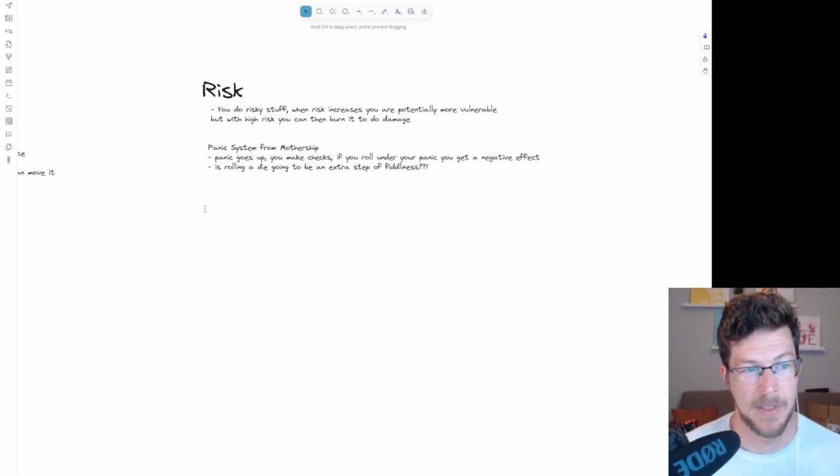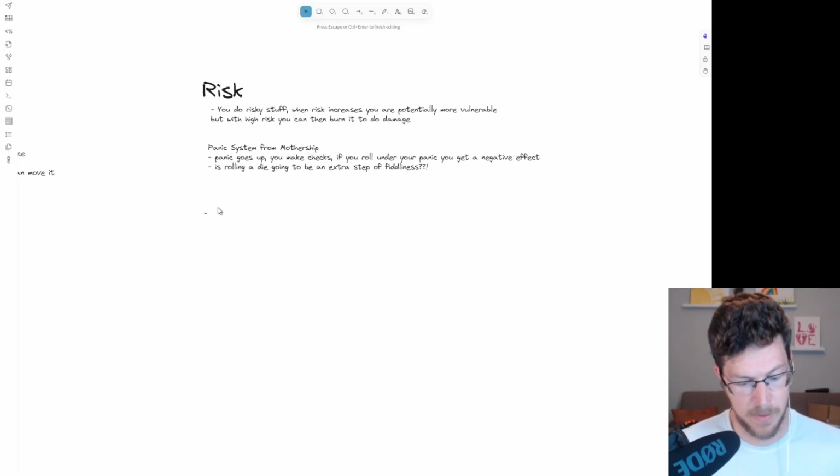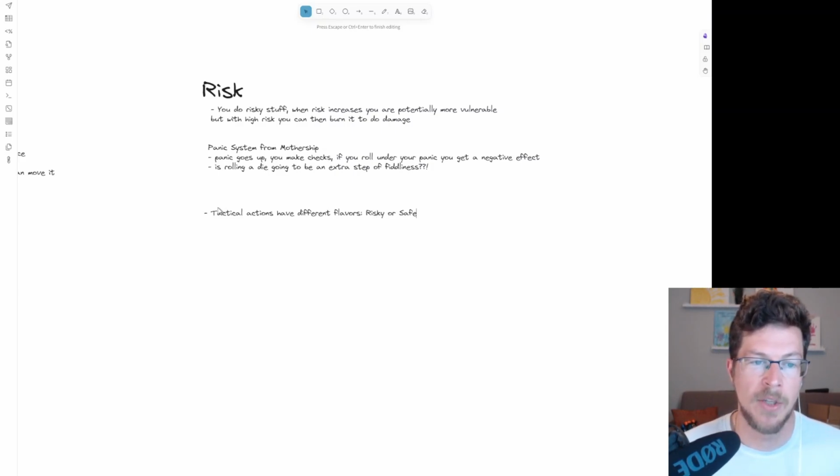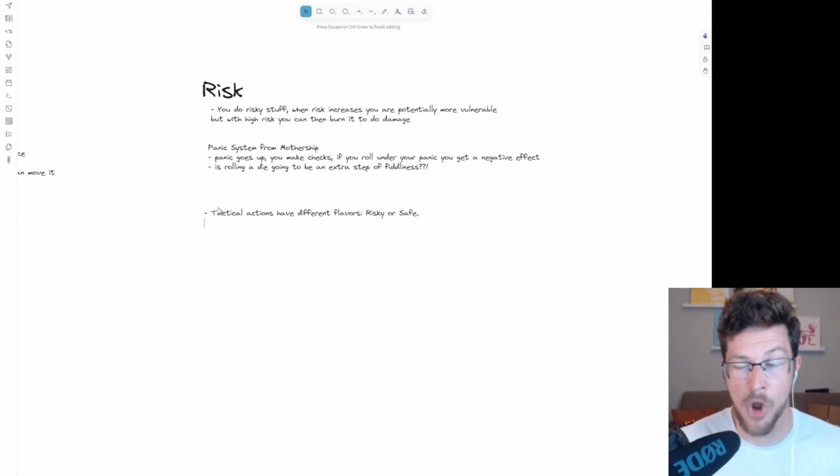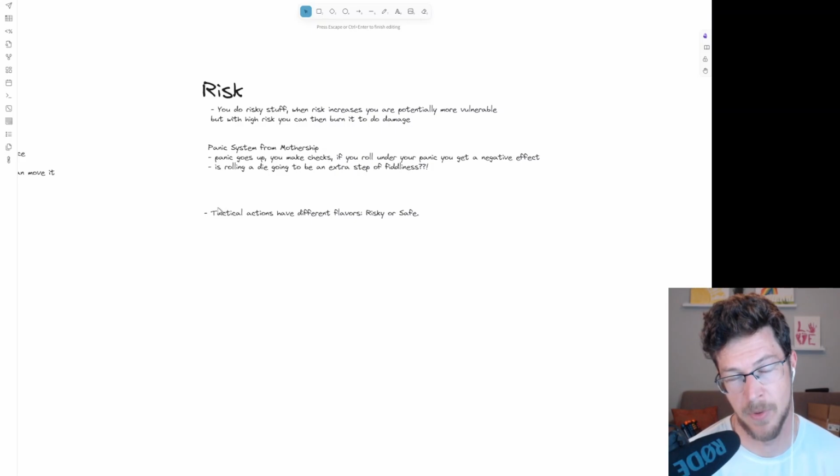The other thing I have in mind for this is team actions. I don't really love this. Oh, let me say this. Tactical actions have different flavors, i.e. risky or safe, right? Then on the rogue's character sheet or playbook, the tactical actions are colored differently. You just have a quick coloration to make it known that certain tactical actions are safe, certain ones are risky.